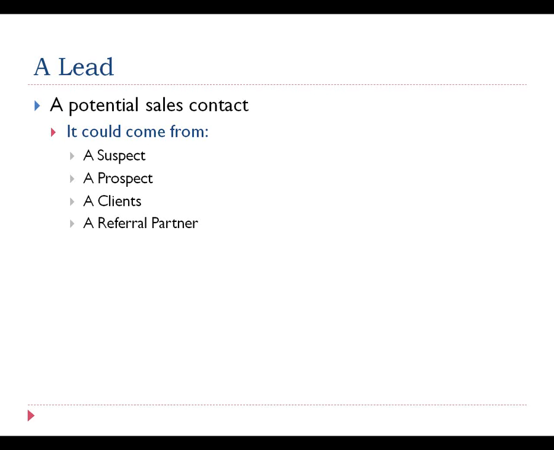So in most cases, they like what you do, and the probability that they would be buying from you is quite high. And when it comes from a referral partner, like I said, depending on how well you've educated your referral partners about what you do, it can lead into a job, or it might be a suspect they're sending you, or it might be a prospect. Okay.